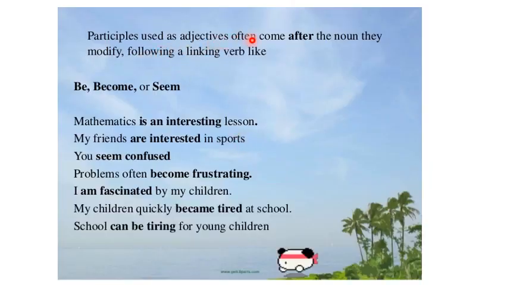Participles used as adjectives often come after the noun they modify following a linking verb like be, become, or seem. Let's see some examples here. Mathematics is an interesting lesson. My friends are interested in sports. You seem confused. Problems often become frustrating. I am fascinated by my children. My children quickly became tired at school. School can be tiring for young children. In these sentences, interesting, frustrating, tiring are present participle forms of the verb. Interested, confused, fascinated, and tired are the examples of past participle forms.